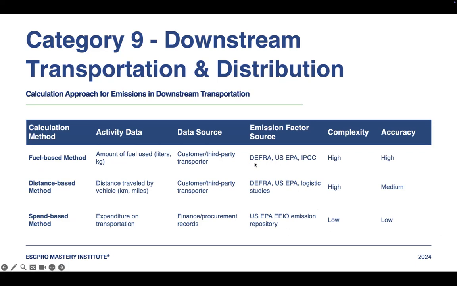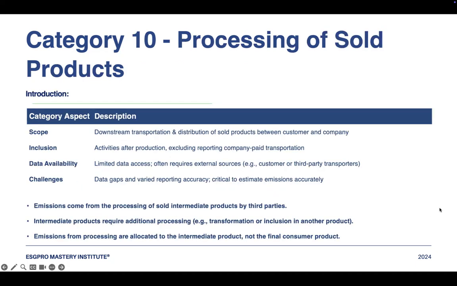And who are the providers? DEFRA, US EPA, IPCC. If you want to do the distance method, then logistics studies are the best way to calculate that. And if you are doing the spend method, then EPA EEIO, which is the environmentally extended input-output emission repository, is the best place to refer to.